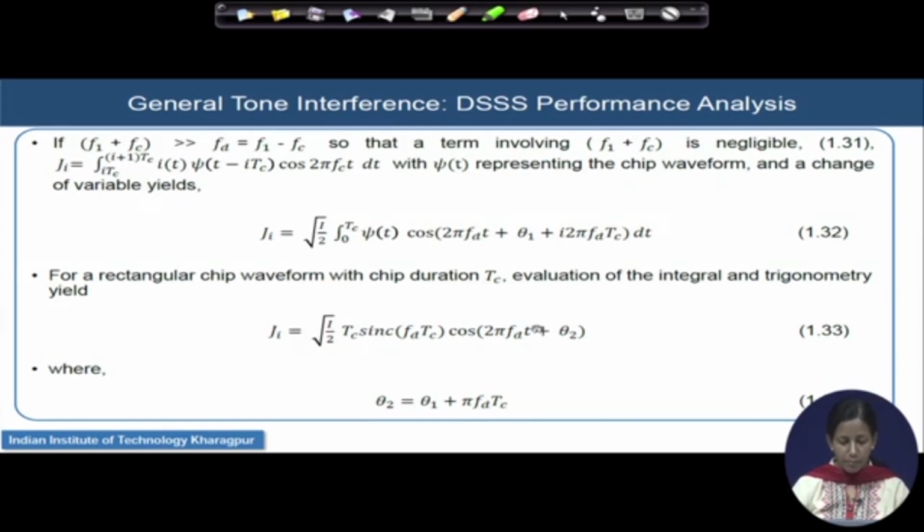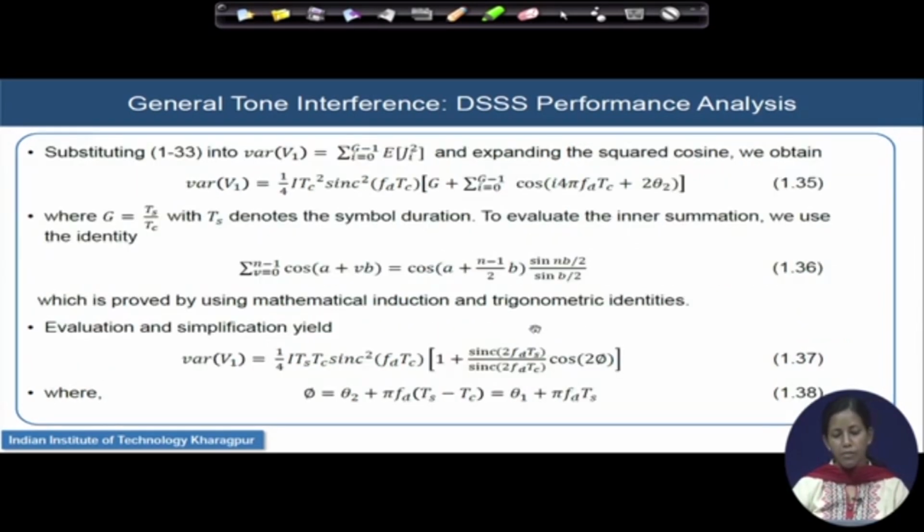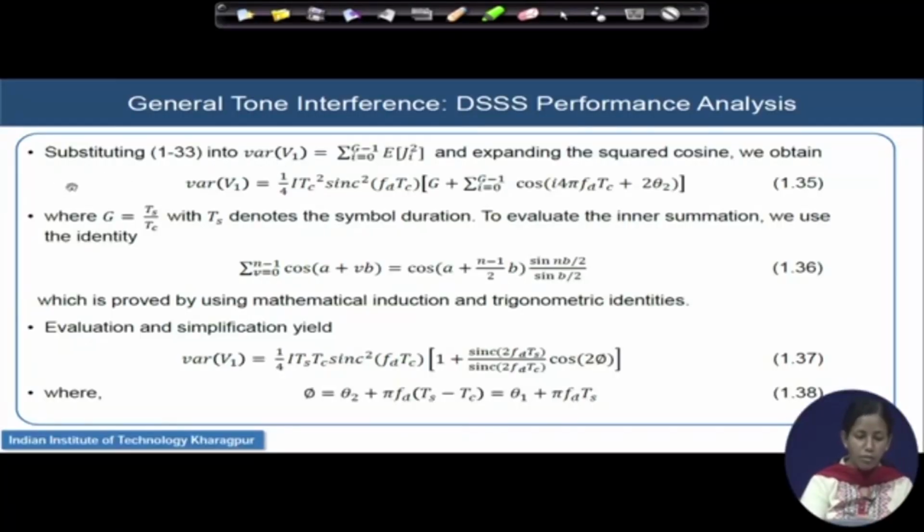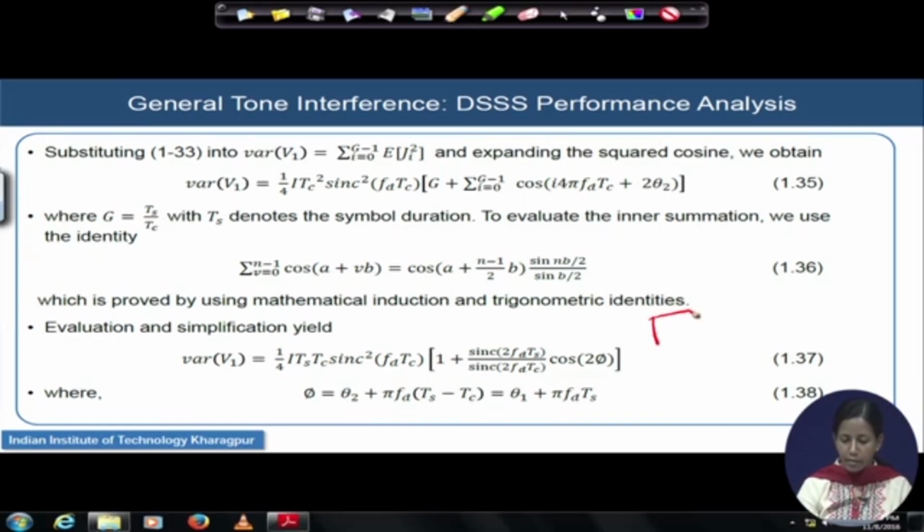In the next slide, we will be interested to compute the variance of this V 1. V 1 is the contribution, if you recall, after the adder circuit. So, Z I was the input of the adder circuit, where we computed the J I part contributed by the jammers. Output of this adder network, there was a decision device.